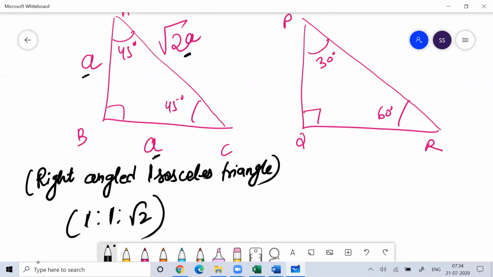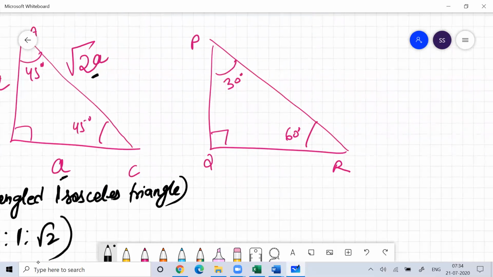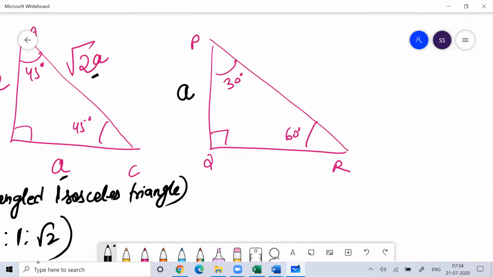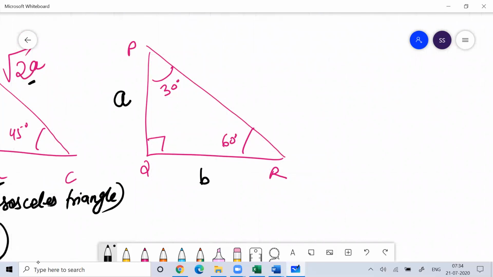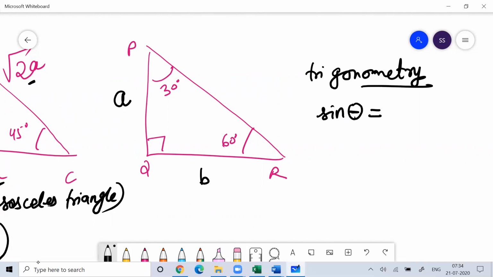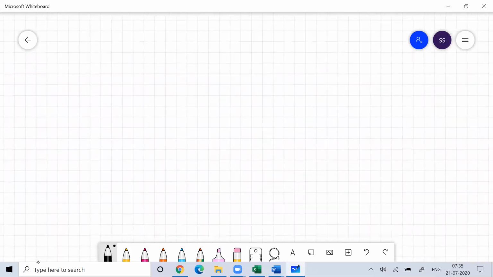While if you talk about 30, 60 and 90 degrees, imagine this side is A and this side is B. You have to understand one thing in trigonometry. When we talk about trigonometry, we talk about something called sine theta. Let me first talk about trigonometry.